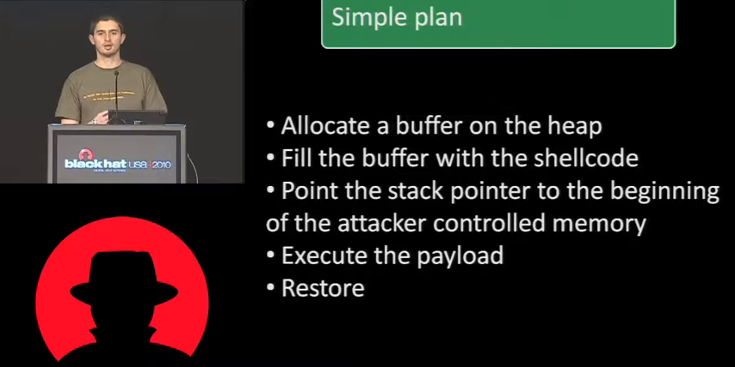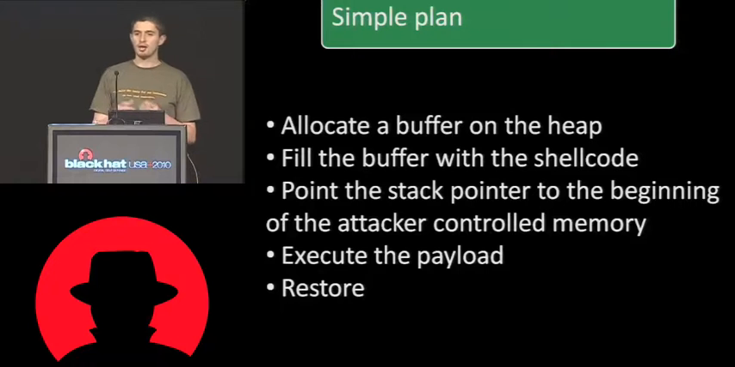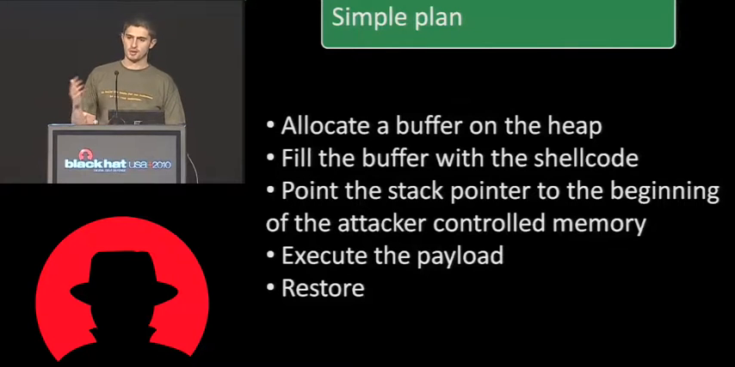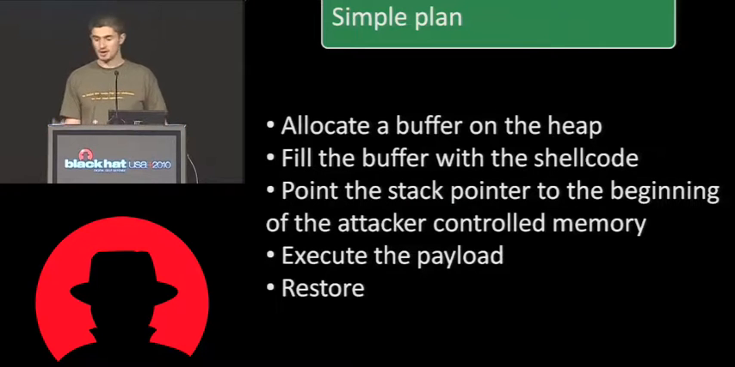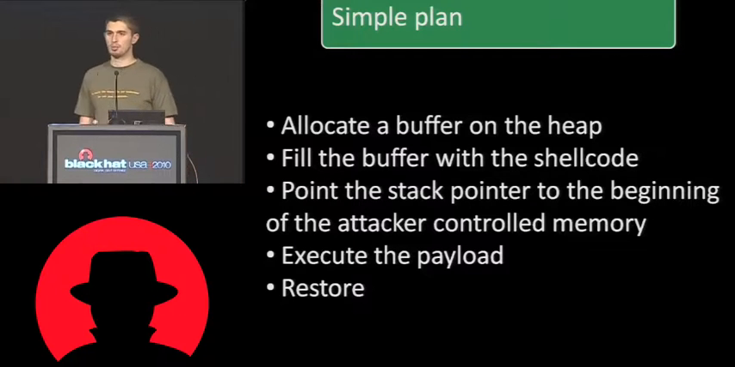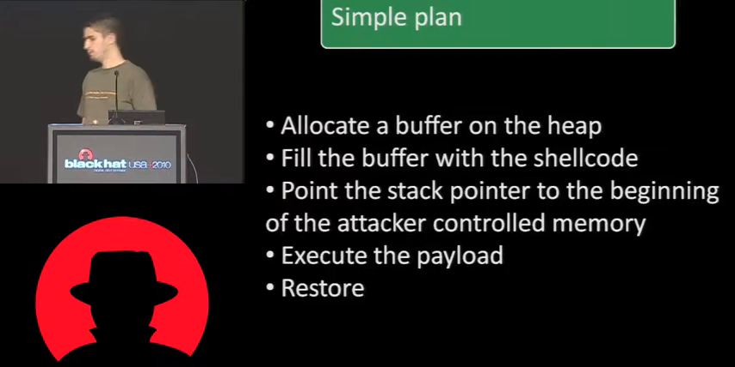The plan for testing an application is really simple. You allocate a buffer on the heap, put your shellcode inside this buffer, and make sure that the stack pointer points to the attacker-controlled buffer. Then you execute the payload and restore the execution so you can try it multiple times. Now we're going to show you a simple demo of testing a payload on a developer phone, and then we will briefly discuss the future plans that we have for return-oriented programming.